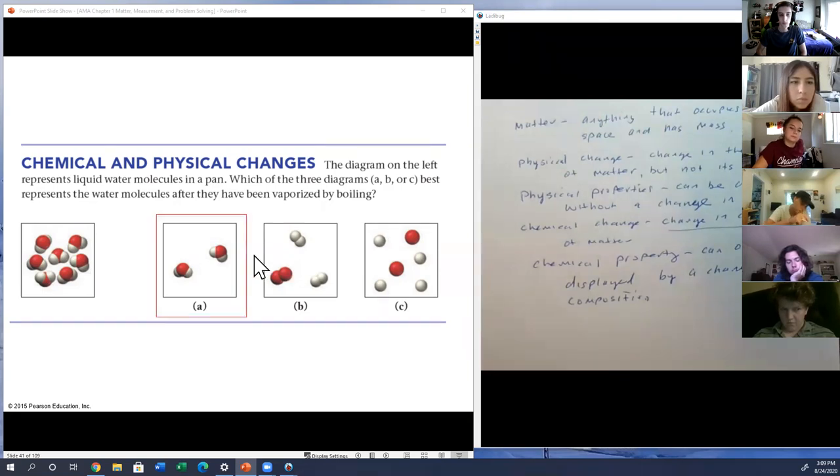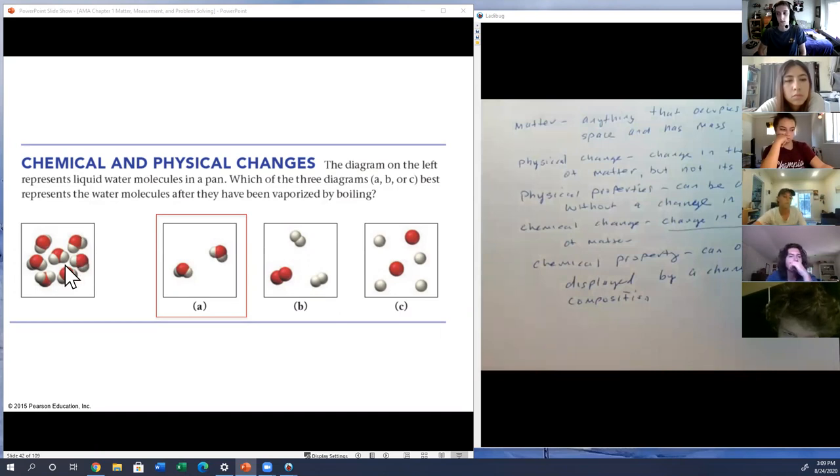Very good. The correct answer is A, right? Let's see, 73% of you got A, so very, very good, that's correct. A few of you put C. Notice that since the boiling of water is a physical change, the composition must remain the same. So the water molecules are the same in the gas as they were in the liquid, because that's a physical change, right?